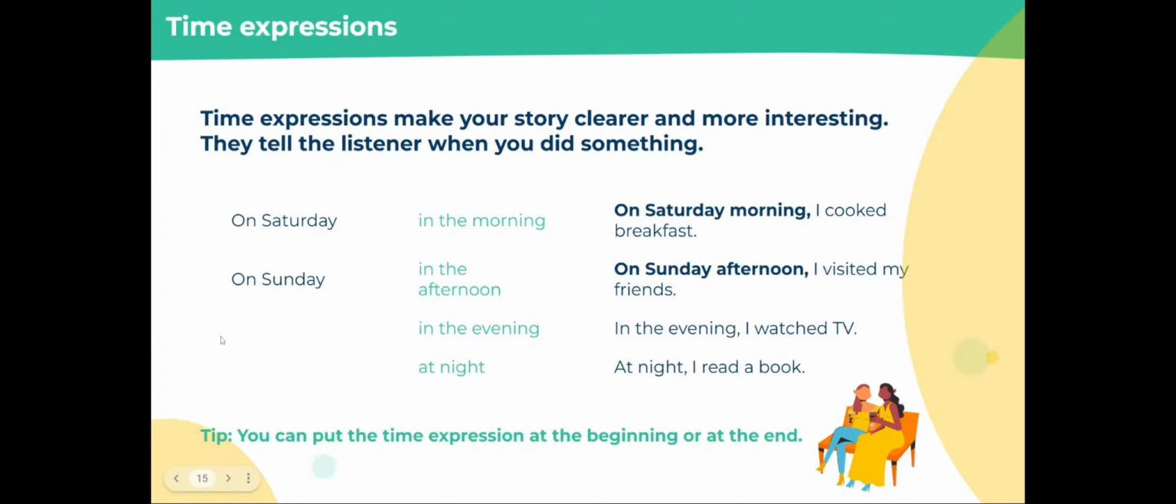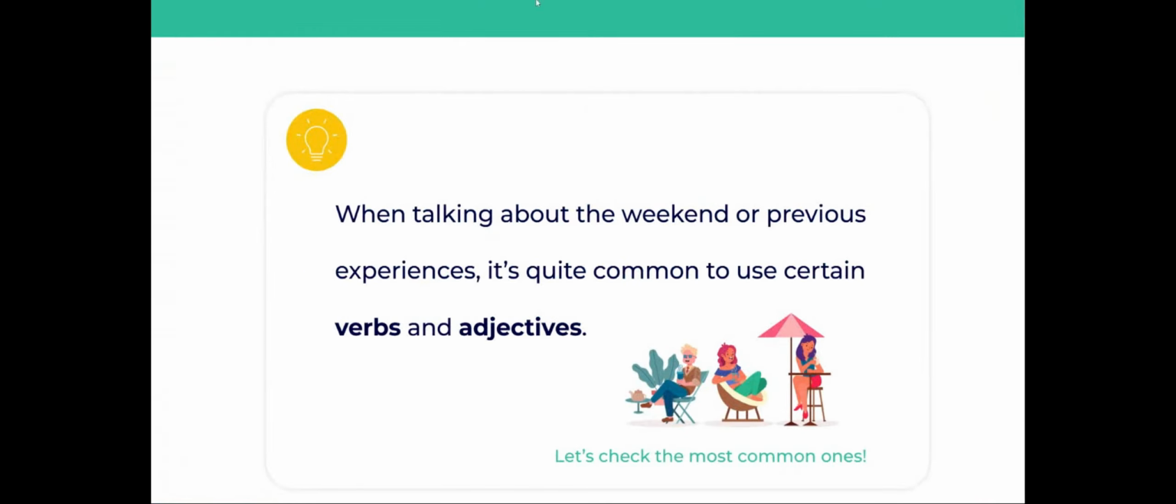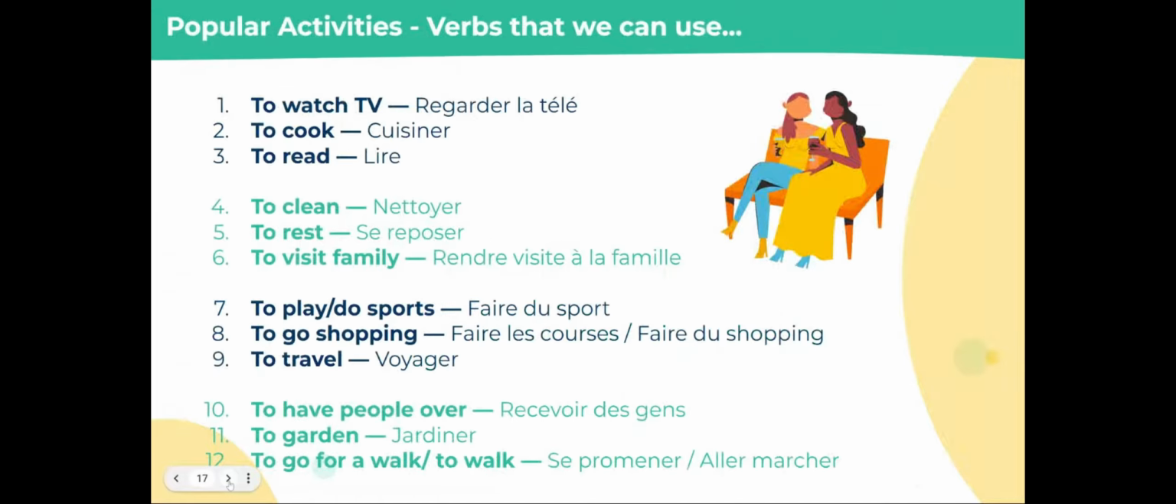Okay, well, let's check the next part here. When we talk about the weekend or previous experiences, it's quite common to use certain verbs and adjectives. Okay, so we're going to look at a common range of verbs and adjectives now. Let's start with some verbs. Verbs that we can use to talk about our past weekend. To watch TV. To cook. To read.